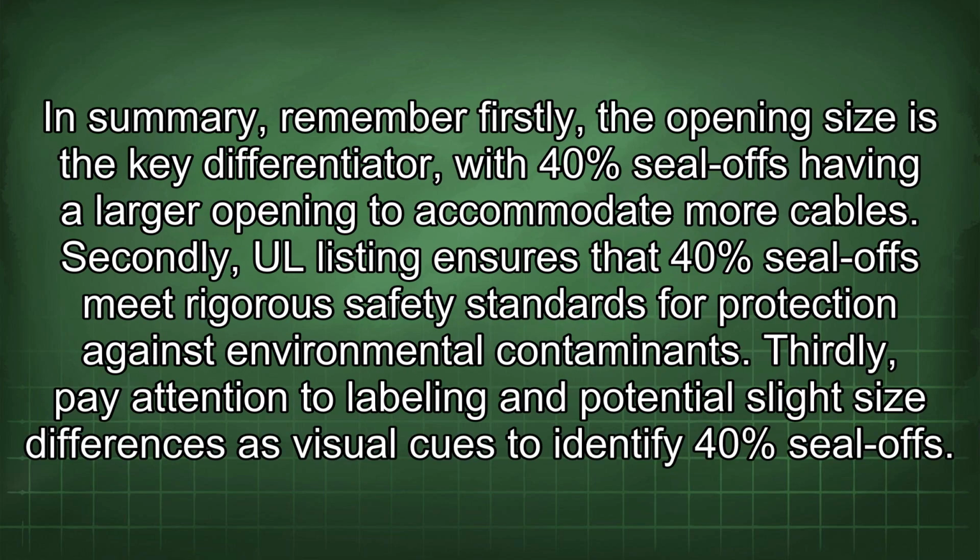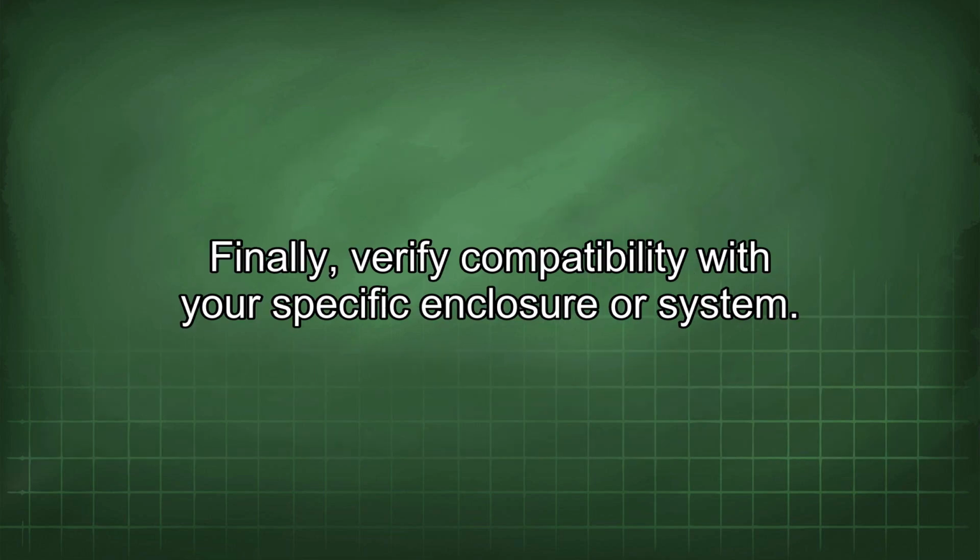In summary, remember firstly, the opening size is the key differentiator, with 40% seal-offs having a larger opening to accommodate more cables. Secondly, UL listing ensures that 40% seal-offs meet rigorous safety standards for protection against environmental contaminants. Thirdly, pay attention to labeling and potential slight size differences as visual cues to identify 40% seal-offs. Finally, verify compatibility with your specific enclosure or system.